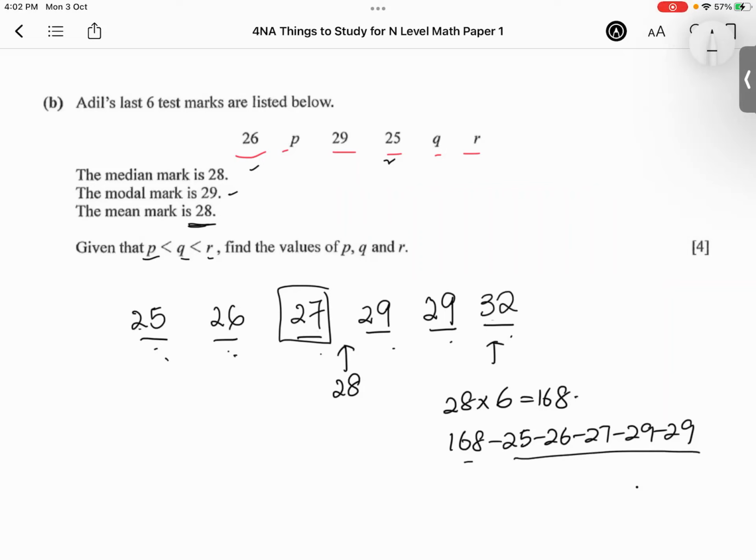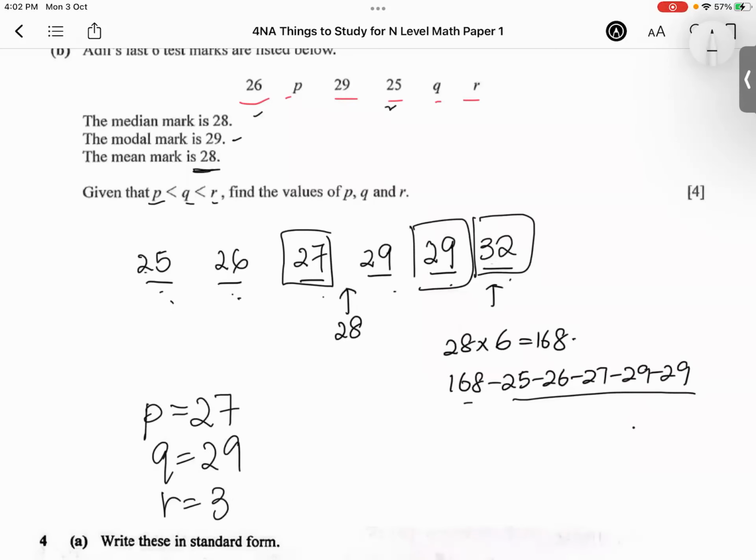Then I check, they say find the values of P, Q, and R. P is the smallest number that I've added. 29 I added, 32 I added. So P is the number 27, Q is the number 29, R is the number 32. Okay, so I think this is quite a good question in case it comes up.